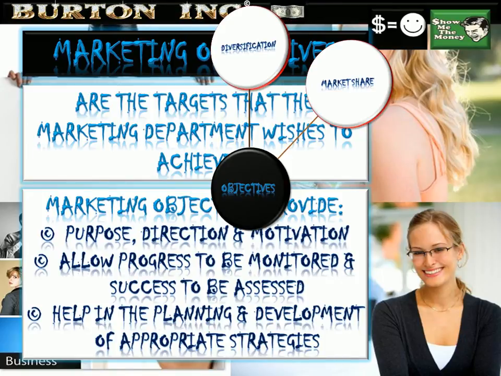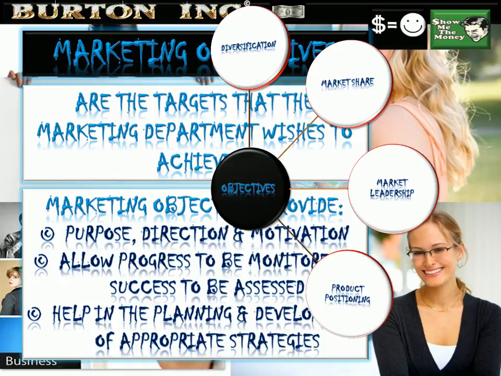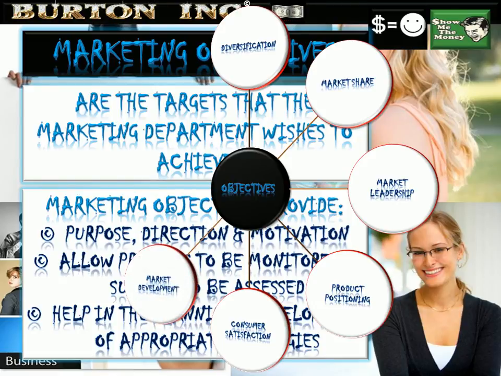Market leadership. The firm aims to have the greatest market share in an industry. Product positioning refers to attempts to change the image of the organization held by consumers. We'll have a little bit more of an in-depth look at that later with perception maps. Consumer satisfaction, ensuring that consumers are content with issues such as the quality of the product and the price. Market development. The objective of selling existing products in new markets. So perhaps, for example, international marketing is coming into play.